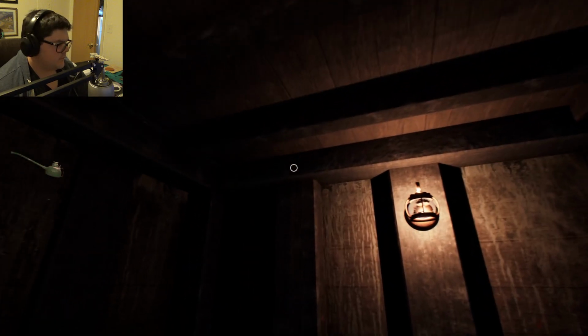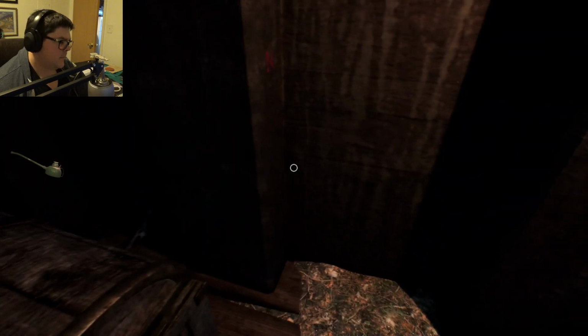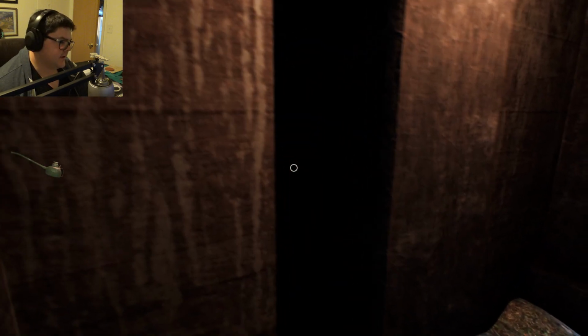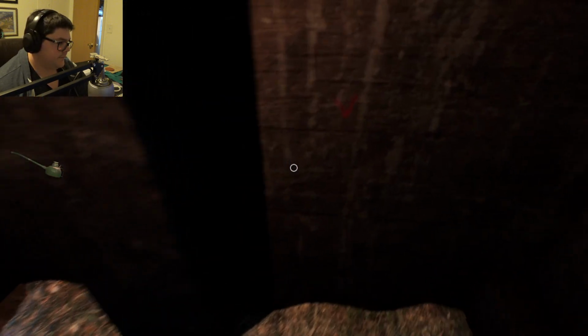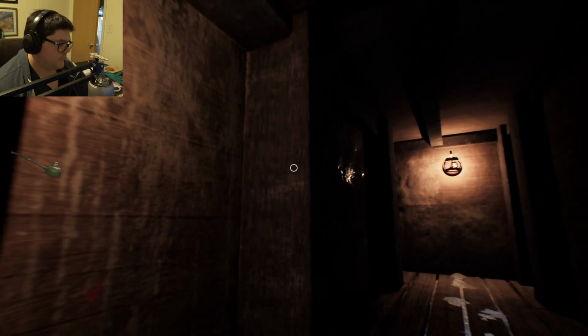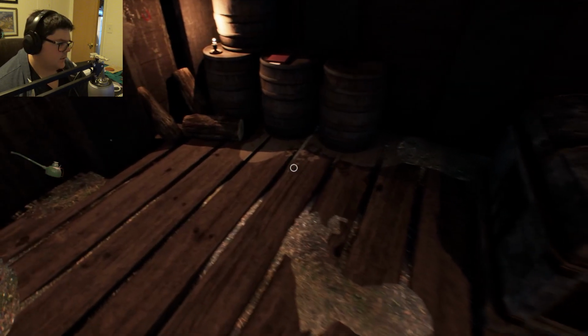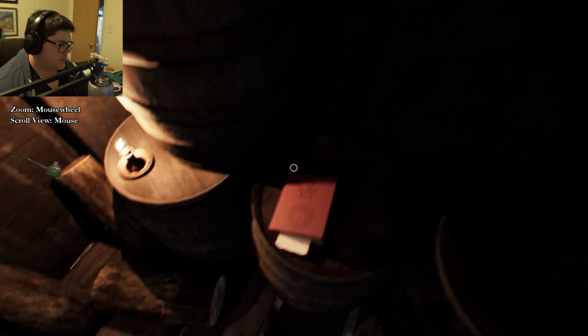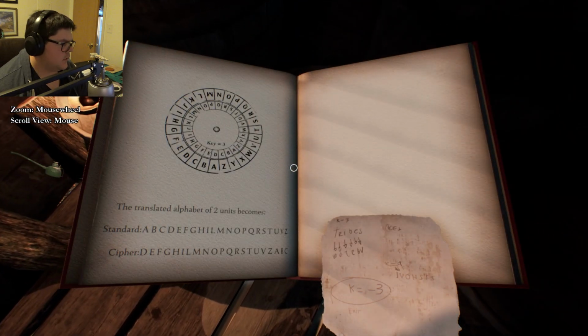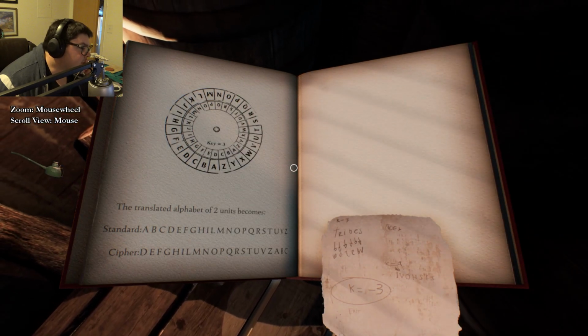This music's driving me nuts. This motion blur is giving me a headache. Well, I have 5 letters. K? The key equals 3.